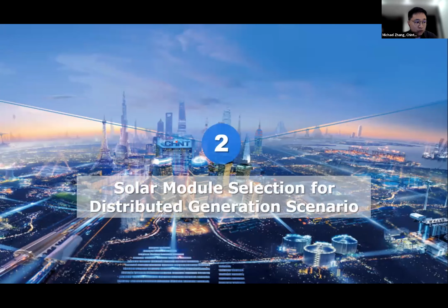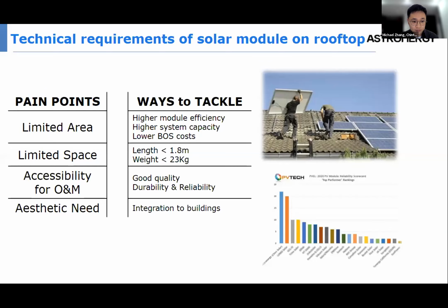So the second part is about solar module selection. The solar module on the rooftop is quite different from what we use for utility scale. There are several pain points, such as limited area for bigger capacity, limited space for installation by the workers, and very limited accessibility for operation and maintenance. So we must find a solar module with higher efficiency to reach higher system capacity while with lower BOS costs, and the measurements should be less than 1.8 meters and the weight should be less than 23 kilograms.